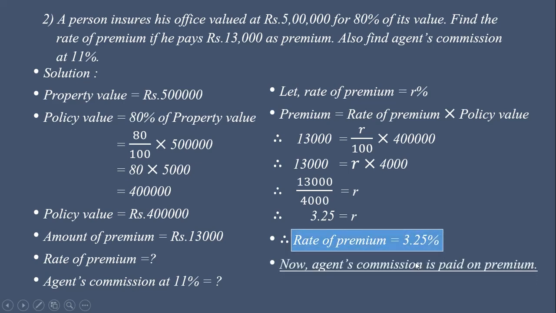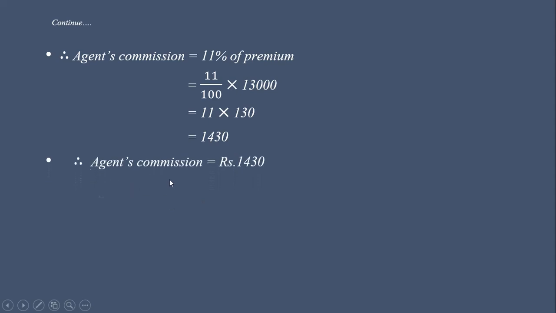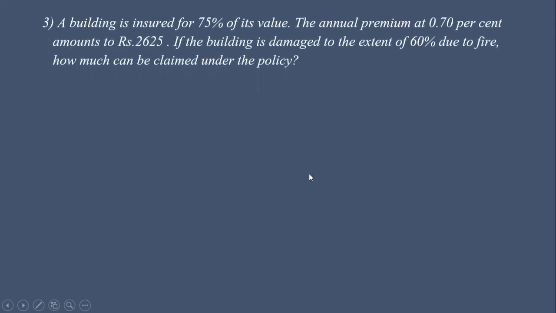Now we want to find second thing, agent's commission. Agent's commission is paid on premium. We know value of premium, it is rupees 13,000 at 11%. So agent's commission is equal to 11% of premium. 11 upon 100 into 13,000. Cancelling these two zeros, we get 11 into 130. It is equal to 1,430. So we get agent's commission is equal to rupees 1,430. Now let us see one more example.